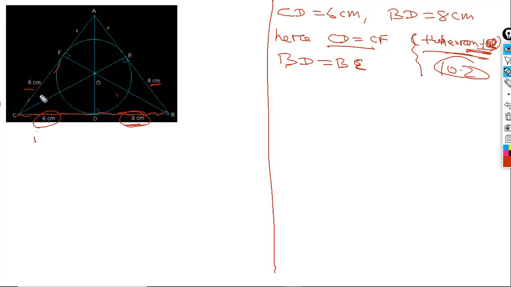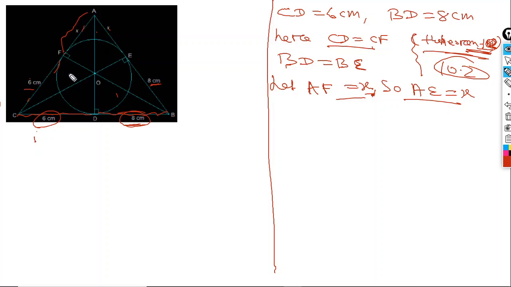What we have to find? We have to find the length of AC and AB. We will assume AF equal to X. Length of AF is X. Therefore, AE will also be equal to X. Now what we will do? We will find the area of this triangle. By this way we can find the length of X, and after finding the length of X we can find the total length of AB and AC.